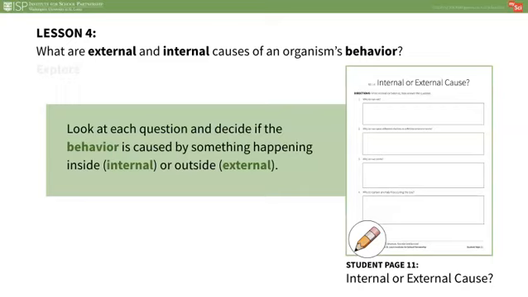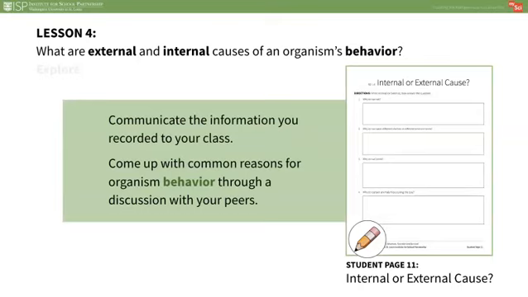An internal cue is something happening inside of an organism, such as hunger. An external cue is something happening outside of an organism, such as the environmental temperature changing. As students work, circulate in order to push and expand their thinking about why the behaviors happen.